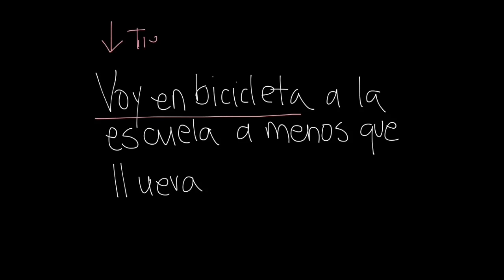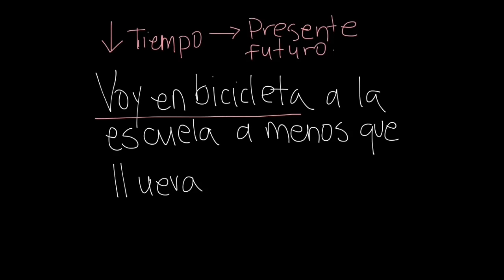Now let's take a look at the sentence. Voy en bicicleta a la escuela a menos de que llueva. And I missed the preposition de between menos and que, so please write it. Notice that my verb ir, voy, is using the present tense. And the reason is because in Spanish, we can indicate a future event or a future possibility using the future tense. Now my verb llueva is in the subjunctive, because it's triggered by the phrase a menos de que.